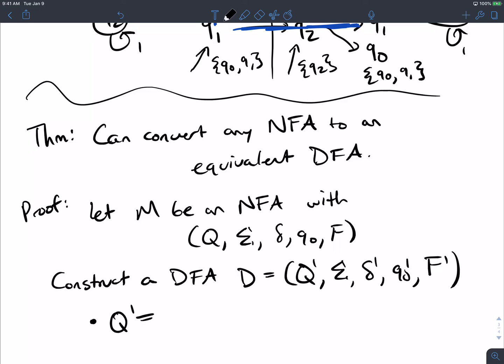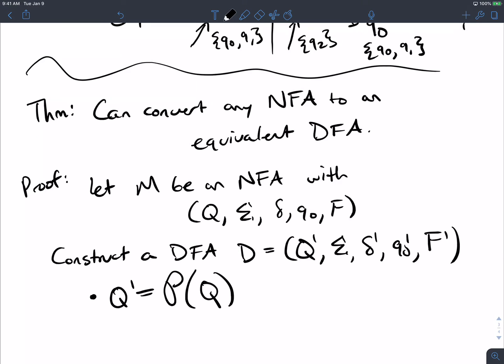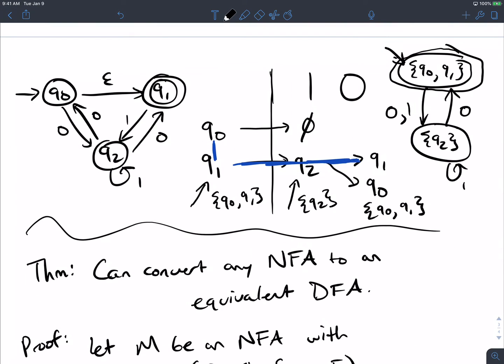Someone said it. Power set. What if we just said the power set of the NFA states? Would that work? Well, that's kind of what we're doing up here. We're just having all the subsets of the NFA as states in the DFA. So the Q0, Q1 subset, that's a state in the DFA. The Q2 subset, that's a state in the DFA.